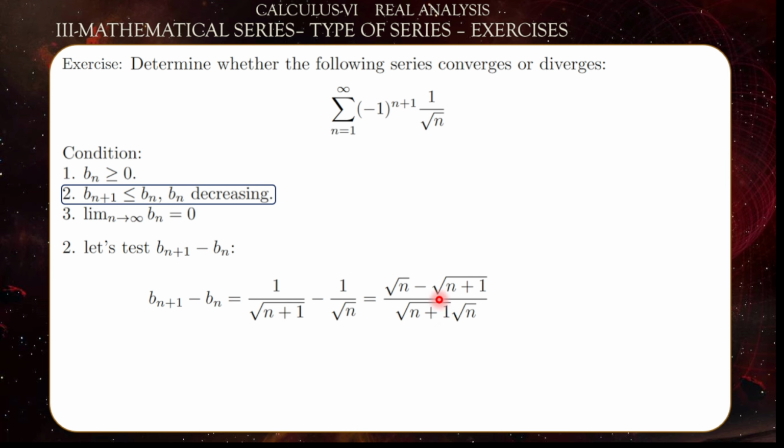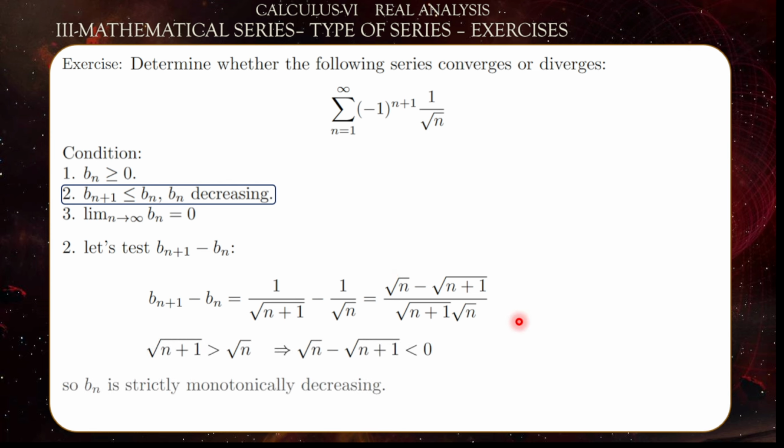Now you notice, and you already know, that square root of n plus 1 is of course greater than square root of n. So this Bn plus 1 minus Bn is always negative, always less than 0. Hence, Bn is strictly and monotonically decreasing. That's the second test.